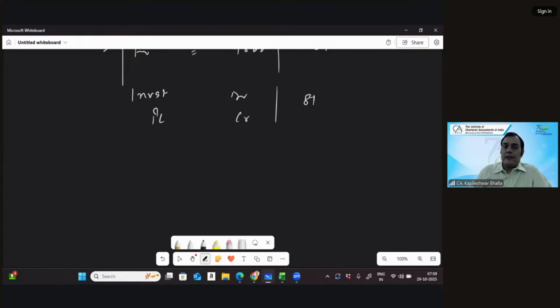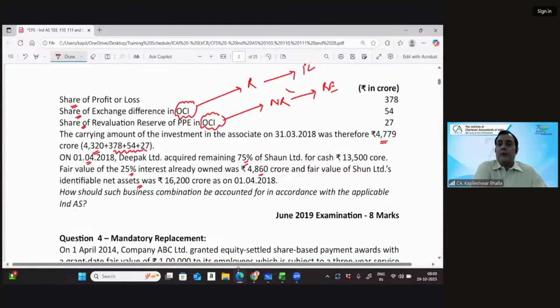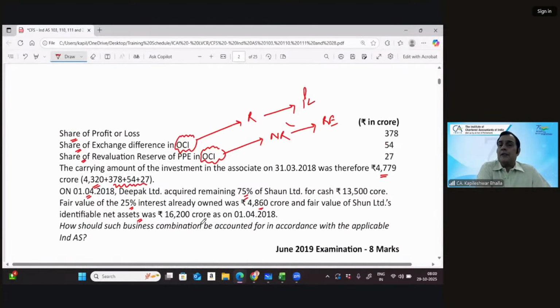Let's now go to the next one, second entry. Now it's time to do the scrutiny of the other comprehensive income balance in this particular case. So let's go back to the question. So we can very clearly see that there is a share in the profit and loss. Well, that doesn't make a difference to me because what is gone, the P&L is gone. I'm only concerned with the exchange difference, 54. Now, when it says that there is exchange difference in OCI, what is the name? What is the name with which it appears in the statement of changes in equity? Would you like to tell me?